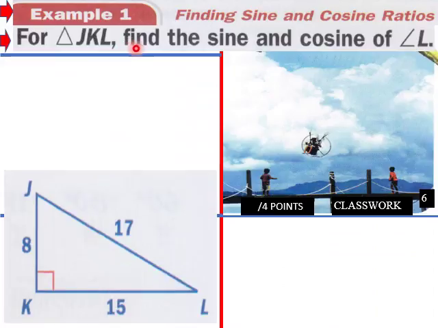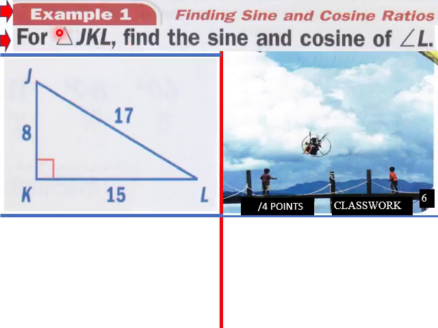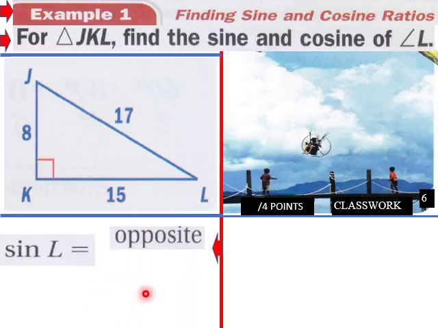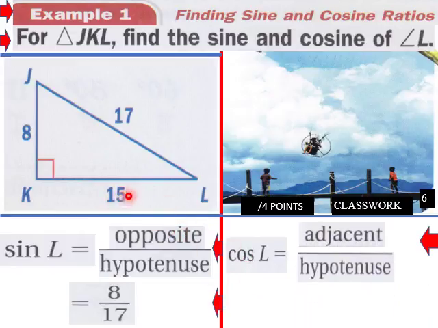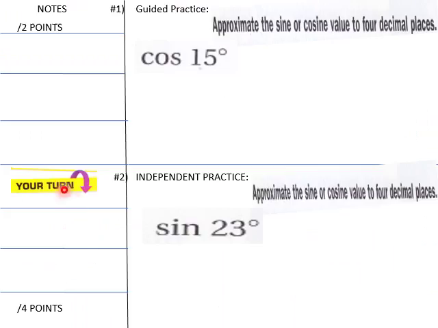Okay, example 1, finding sine and cosine ratios for JKL here. Find sine and cosine of angle L, which is here. Sine of L would be opposite over the hypotenuse, so it would be 8 over 17, would it not? And then the cosine of L would be adjacent over the hypotenuse, so that would be 15 over 17.